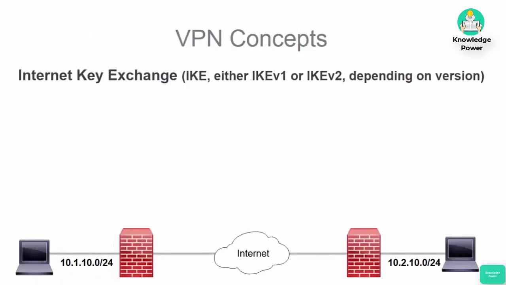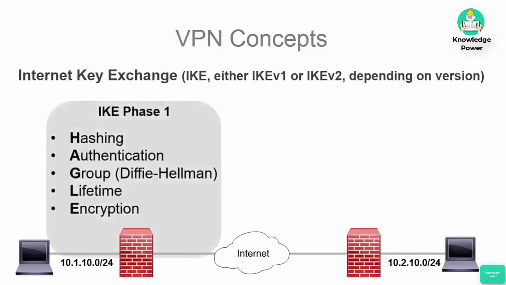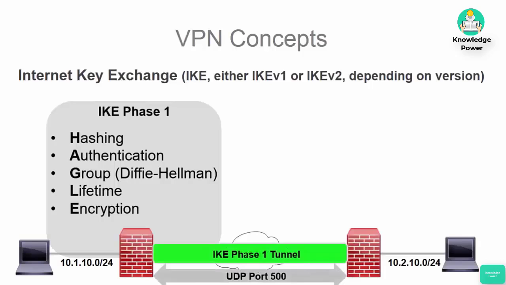Internet Key Exchange is the protocol used to set up security associations in the IPsec protocol suite. IKE is broken up into two phases. In phase 1, hashing, authentication, DH group, lifetime, and encryption are negotiated. Once the phase 1 policies have been negotiated, the peers run the Diffie-Hellman exchange to create shared secret keys. Then the VPN devices will verify their peer identity with authentication, and after these exchanges, a secure phase 1 tunnel is built for future communication.